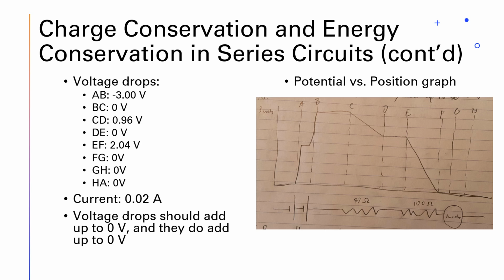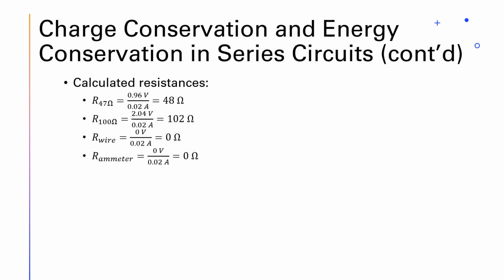This is the potential versus position graph that I created from measuring the voltage drops across every segment of the previous circuit that I made. The sum of all the voltage drops should equal 0, which they did, and the current should be 0.02 amps. I calculated the resistances to be 48 ohms for the 47 ohm resistor, 102 ohms for the 100 ohm resistor, 0 ohms for the wire, and 0 ohms for the ammeter.